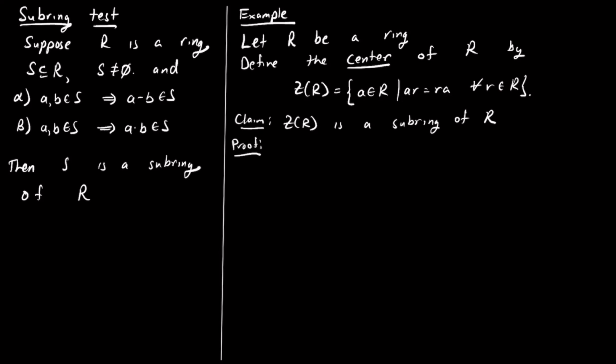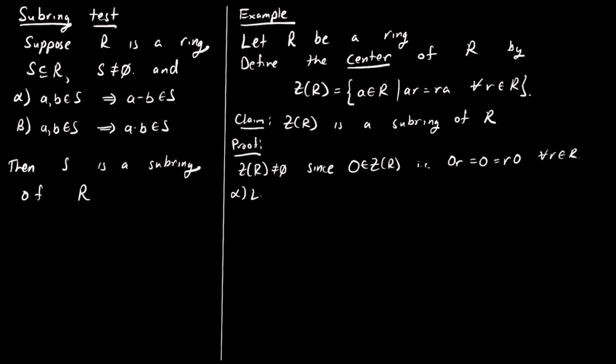Okay, the first thing we'll check is that Z of R is not empty, since 0 commutes with every element. So 0 is in Z of R. Well, why is that? Well, 0 times r is equal to 0 is equal to r times 0 for all r in R. Okay, so 0 is in there. Let's check that it's closed under subtraction.